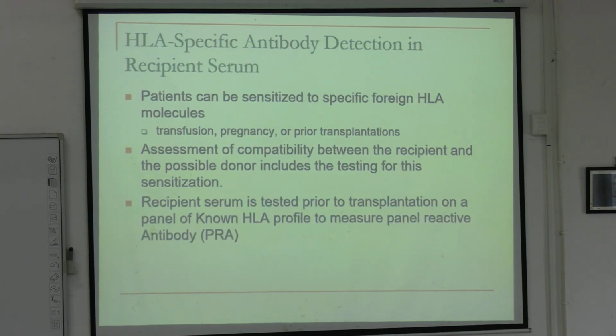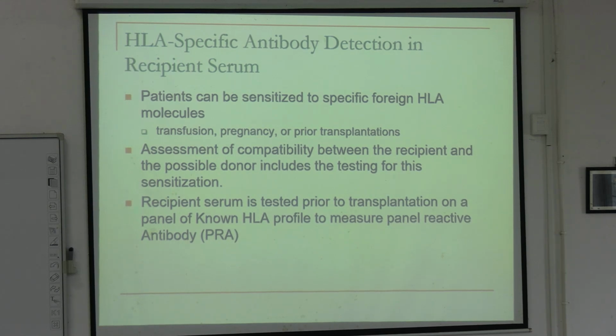Next, coming to HLA specific antibody detection in recipient serum. Here the patients can be sensitized to specific foreign HLA molecules, which happens in cases of transfusion, pregnancy, or prior transplantations. Meaning, it is before doing the transplantation that we check the sensitization, so that the immune system doesn't cause a rejection.